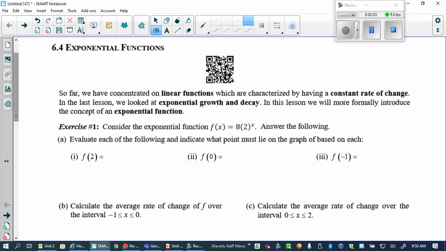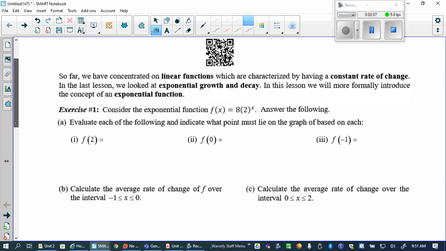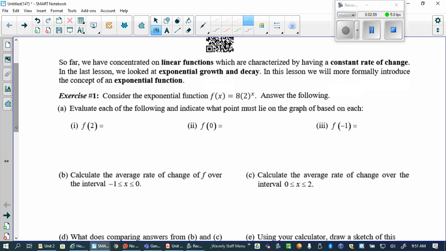So there's some examples here. We have this function, f of x equals 8 times 2 to the x. Let's evaluate f of 2. So it would be 8 times 2 squared. What's 2 squared? 4. And 8 times 4 is 32. f of 0. So it would be 8 times 2 to the 0. What's 2 to the 0? 1. So what does this evaluate to? 8.